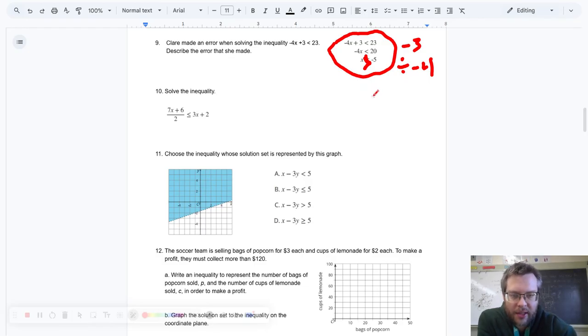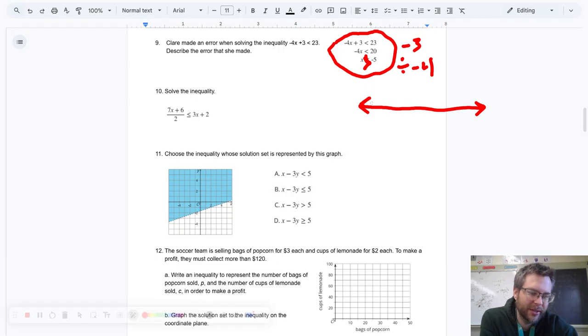I want you to think about that for just a second. Describing the error, just to finish this problem, you would just say she forgot to flip the inequality, or she should have switched to greater than, something like that. She divided by a negative. It's not an error to divide by a negative, it's an error to forget to switch the inequality. But I just want to really briefly try to get you to understand why that is an error.